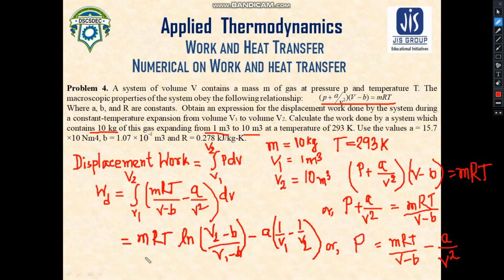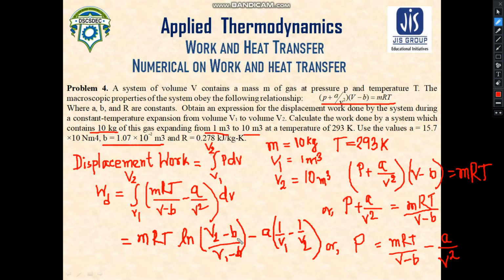Now you have all the data available here. You know mass, which is equal to 10 kg. You know R, the universal gas constant, equal to 0.278 kilojoule per kg Kelvin. You know the temperature, 293. The expansion process was a constant temperature one, so the temperature remains constant at 293. You know the values of V2, which is given as 10 meter cube, and V1 is given as 1 meter cube. You know the value of b, which is given as 1.07 into 10 to the power minus 2 meter cube.